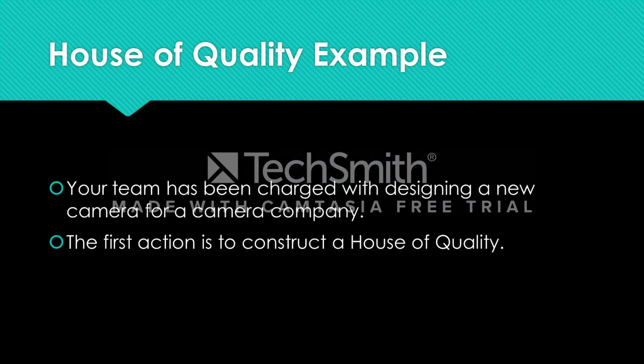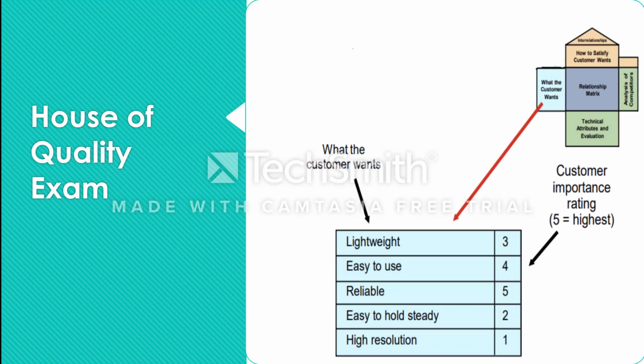A worked example would be used to explain the house of quality model further. The example starts by charging your team with designing a new camera for a camera company. The first action is to construct a house of quality. Step 1. What the customer wants and how important are those wants? The importance of the wants are rated from 1 being lowest to 5 being the highest.